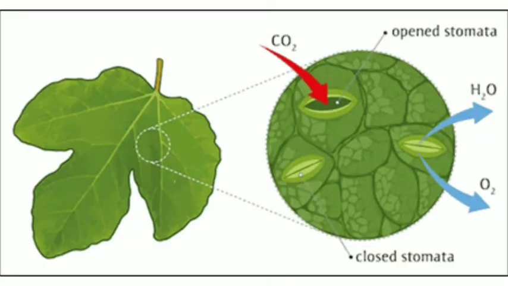The leaf has tiny openings called stomata. The leaf takes in carbon dioxide through these stomata. Carbon dioxide is used for photosynthesis. The oxygen which is made during photosynthesis goes out through the stomata.